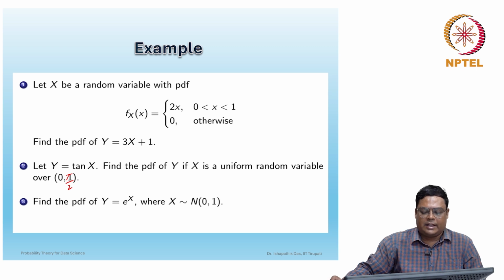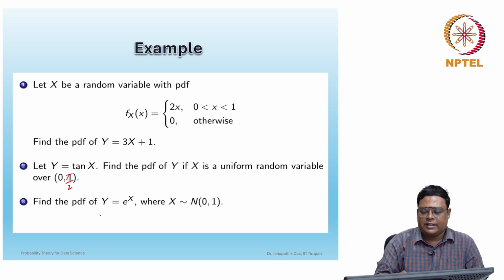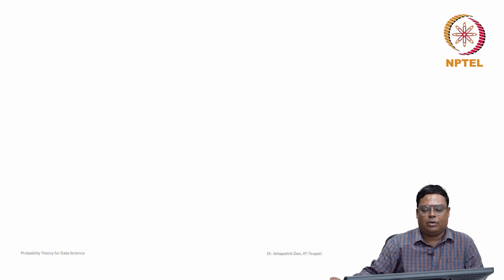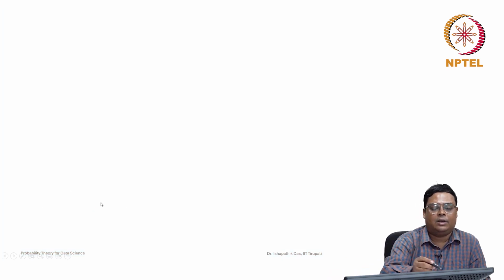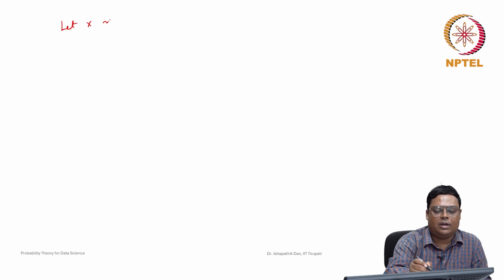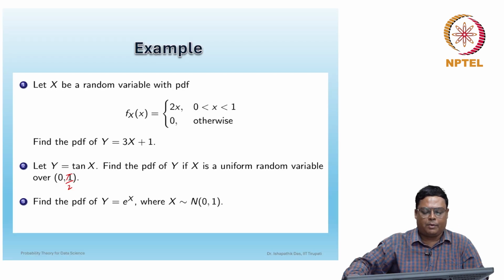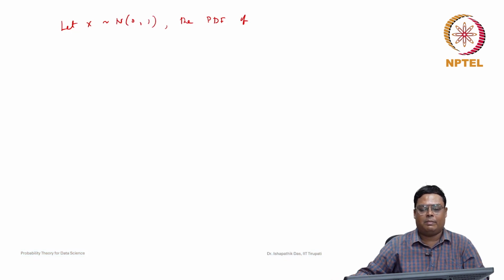So another example, let us do this example. X is normal distribution with mean 0 and variance 1, and Y is equal to e to the power of X. Find the probability density function of Y. Let us apply this theorem again. So let X be normal distribution with mean 0 and variance 1. Find the probability density function of Y equal to e to the power X, where X is normal with mean 0 and variance 1.